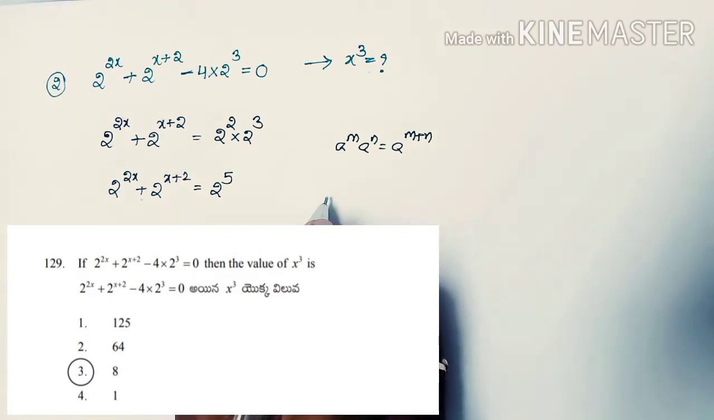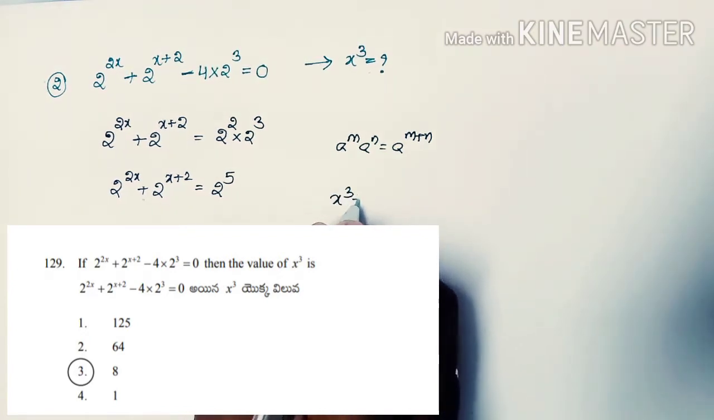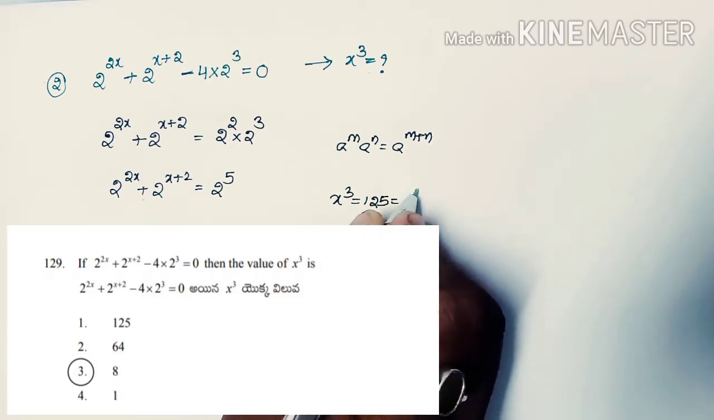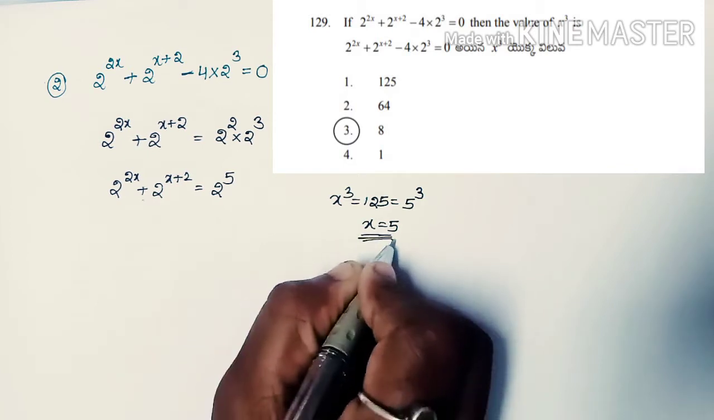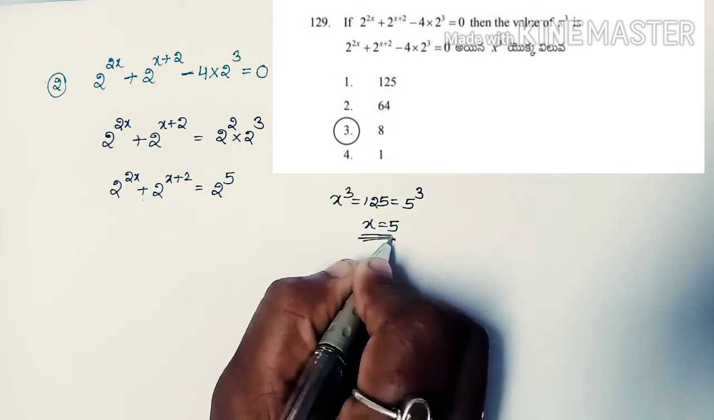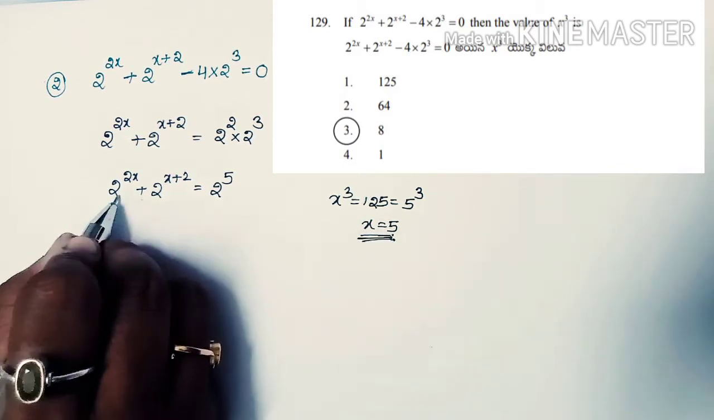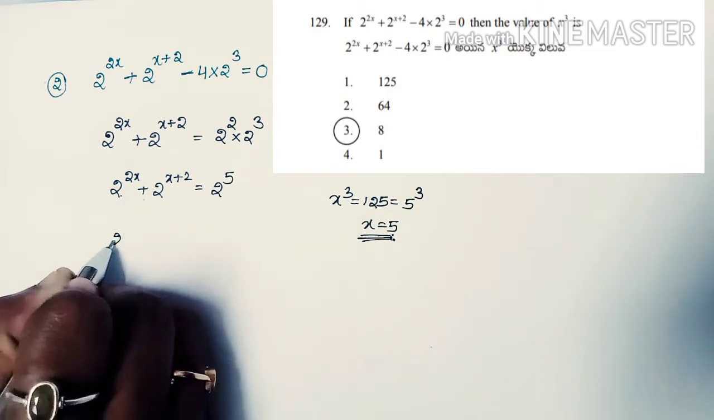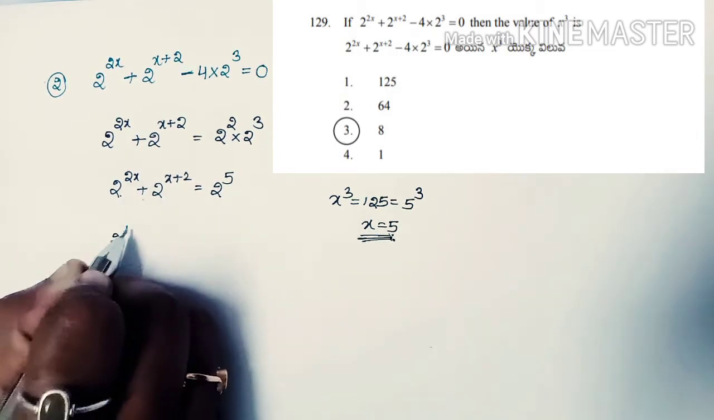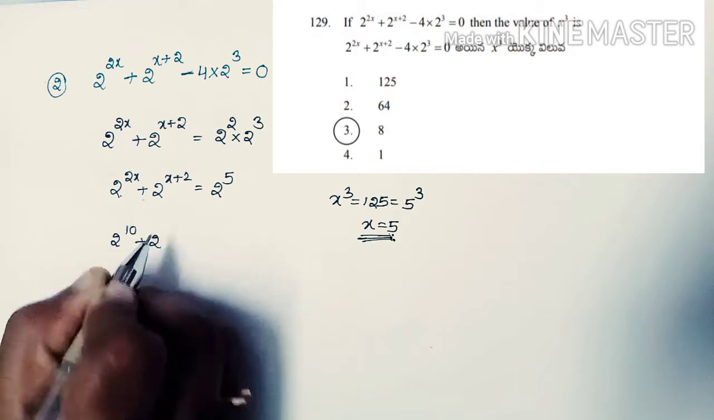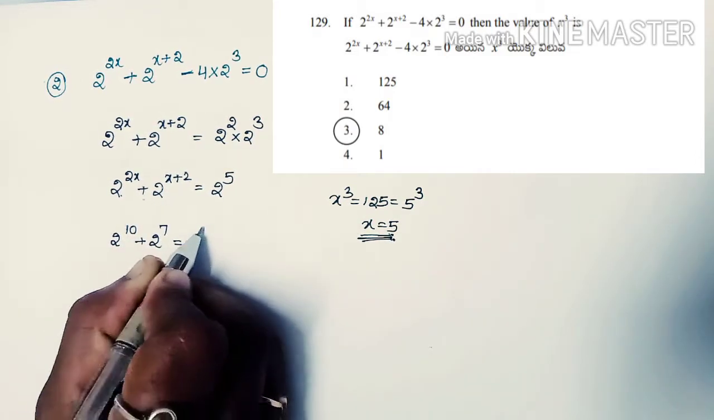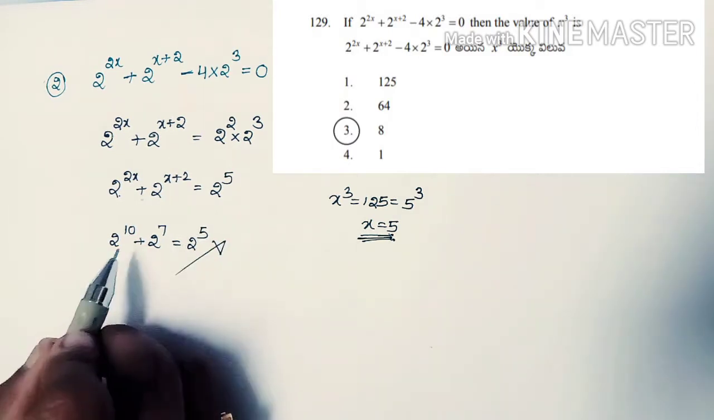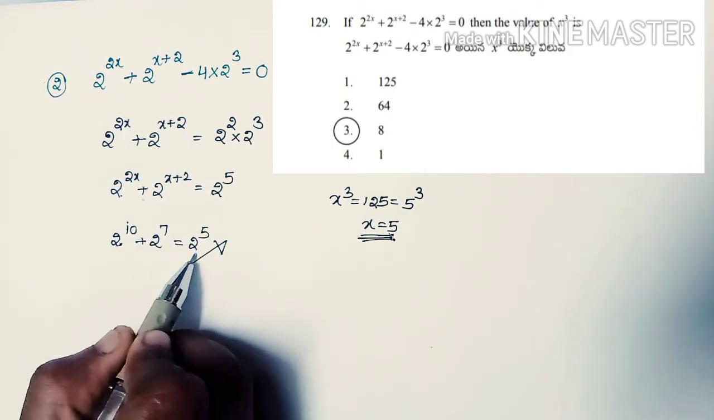So here the first option is x cube is equal to 125. x cube is equal to 125 means this is 5 cube, then the value of x is equal to 5. First we check whether x is equal to 5 is correct or not, that is replacing x is equal to 5 here, that is 2 power 2 into 5, 10 plus 2 power 5 plus 2, 7 is equal to 2 power 5, which is not correct. 2 power 10 plus 2 power 7 is not equal to 2 power 5.